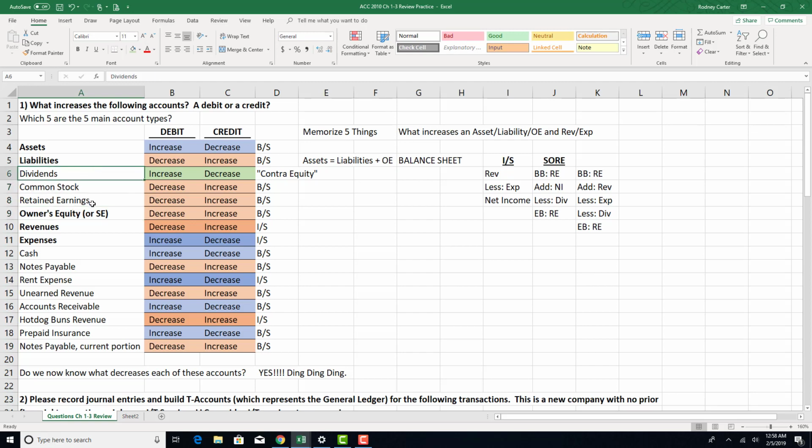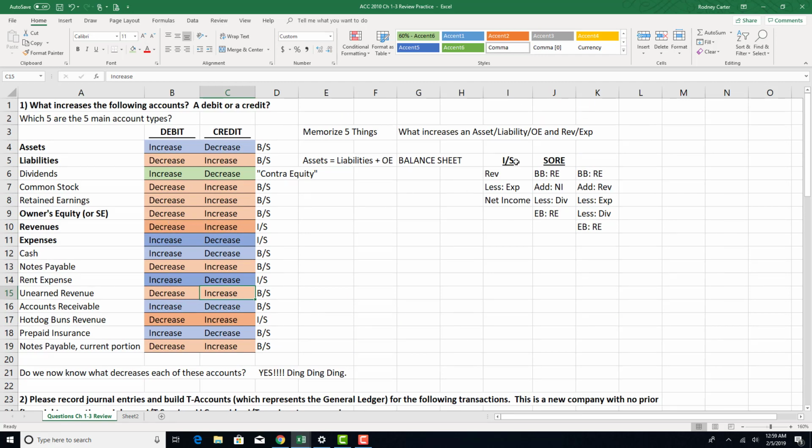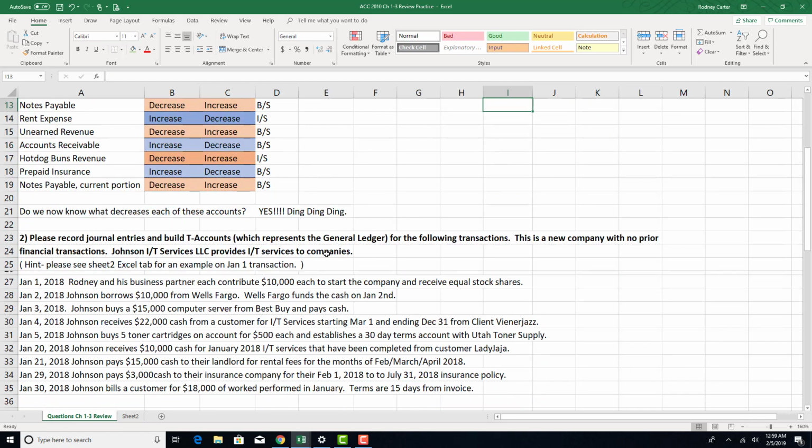Dividends is a contra equity. It is not an expense. And revenues and expenses are represented here. So there you go. Hopefully I didn't make any errors there. Yeah, and I hope this explanation helps a little bit.